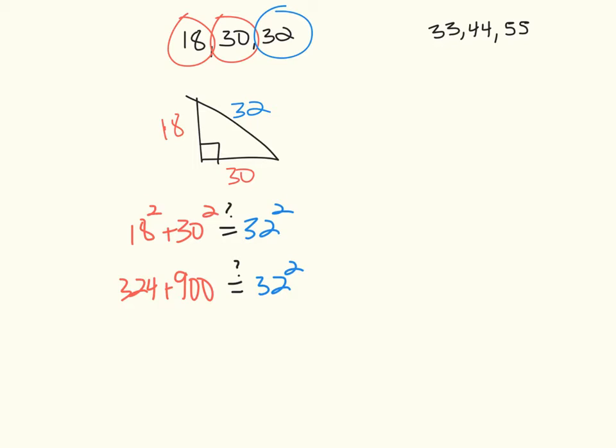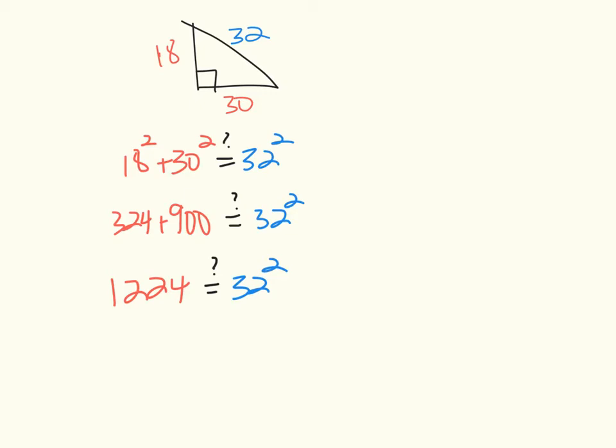Is that the same as 32 to the power of 2? Well, 324 plus 900 is 1,224. And is that the same as 32 to the power of 2? Let's find out. 32 to the power of 2 is only 1024. Is 1024 the same as 1224? Nope. So that is not a right triangle.